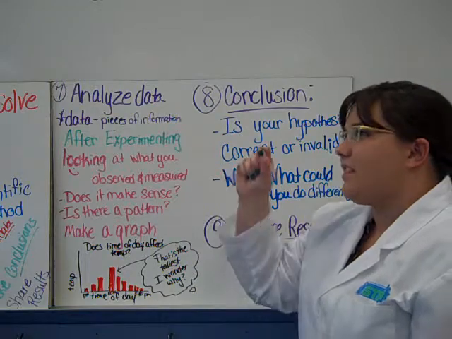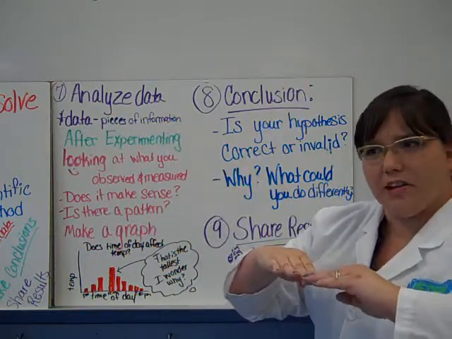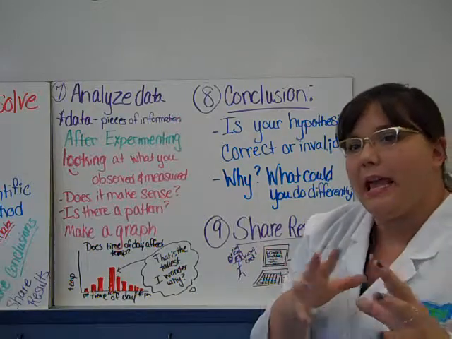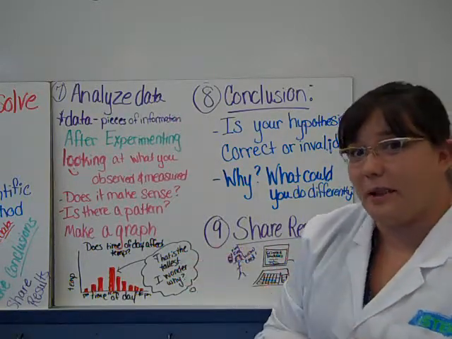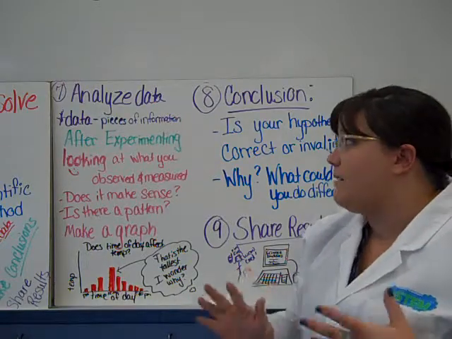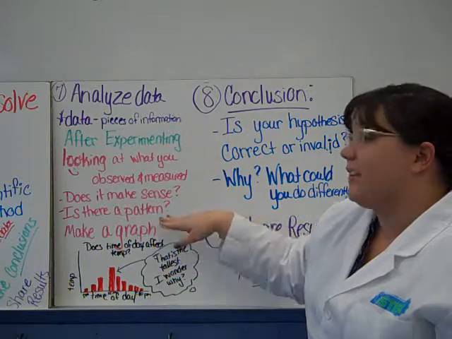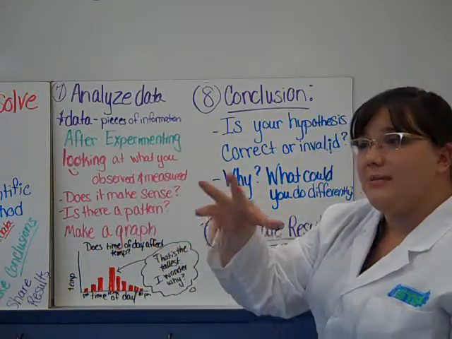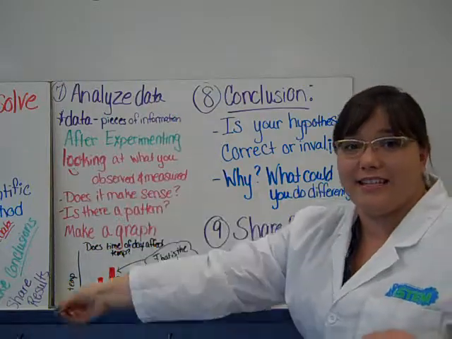Do you have something that, okay, it's going, and then all of a sudden it gets taller and then shorter again? Maybe something happened there while you were experimenting. Maybe your little sister knocked it over and then taped it back together the next day. You have to think about those things as you're analyzing your data. Does this make sense? Is there a pattern? Can you say, yes, my hypothesis is correct, or no, my hypothesis isn't?